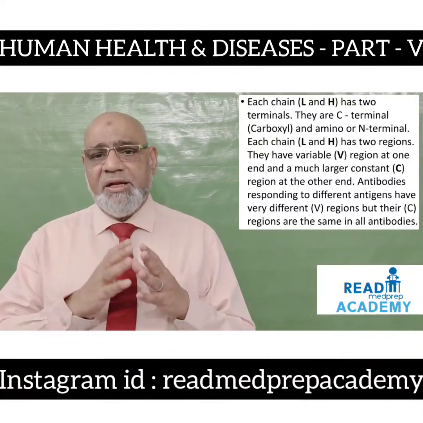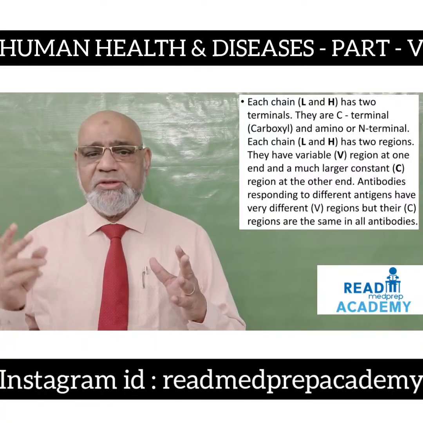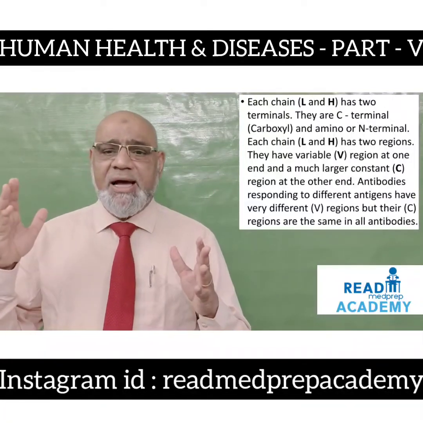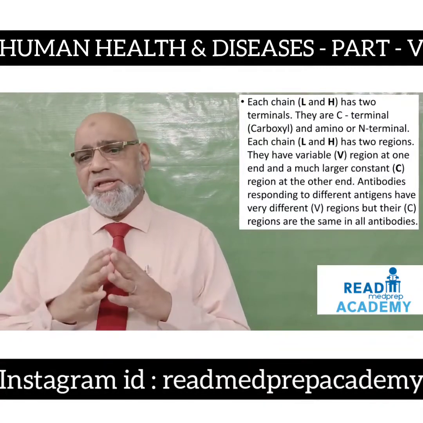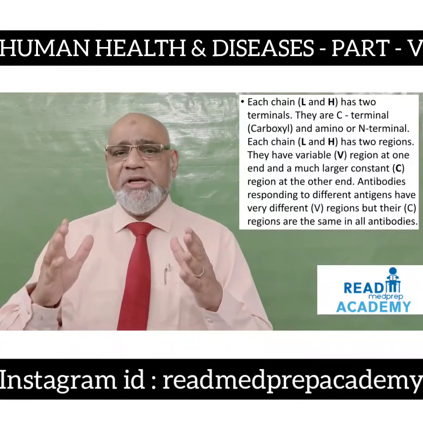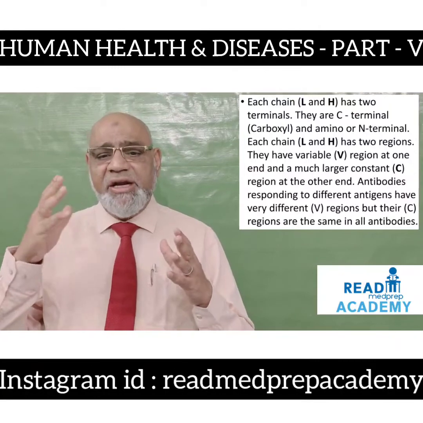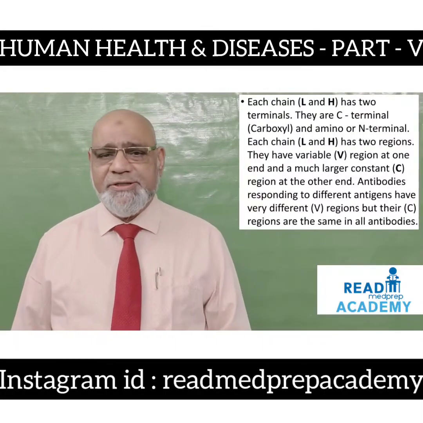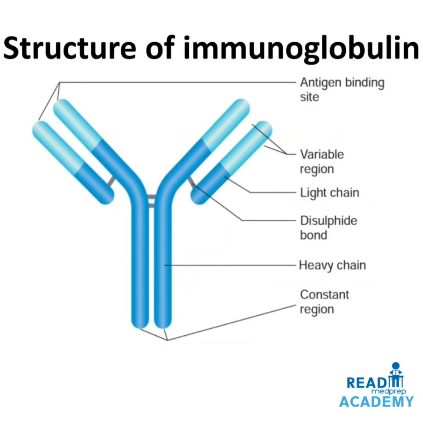Each chain, light and heavy, has 2 regions. They have a variable region called the V region at one end and a much larger constant region called the C region at the other end. Antibodies responding to different antigens have very different V regions, but their C regions are the same in all antibodies. Here you can see the structure of the immunoglobulin. It has 2 heavy chains linked together by disulfide bonds. Each heavy chain is linked on either side by a light chain through disulfide bonds.